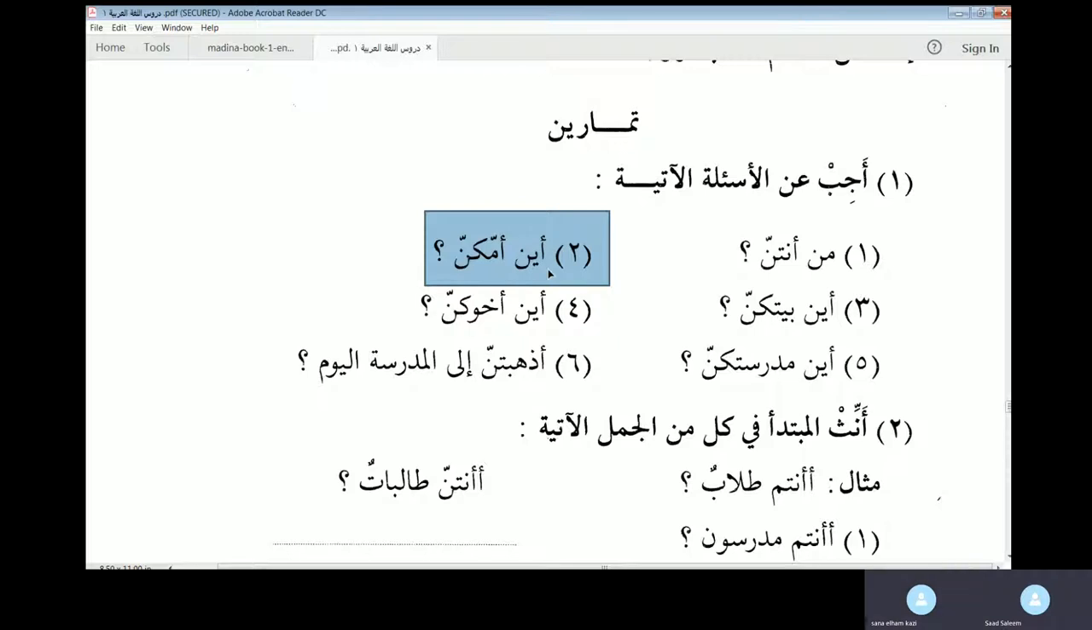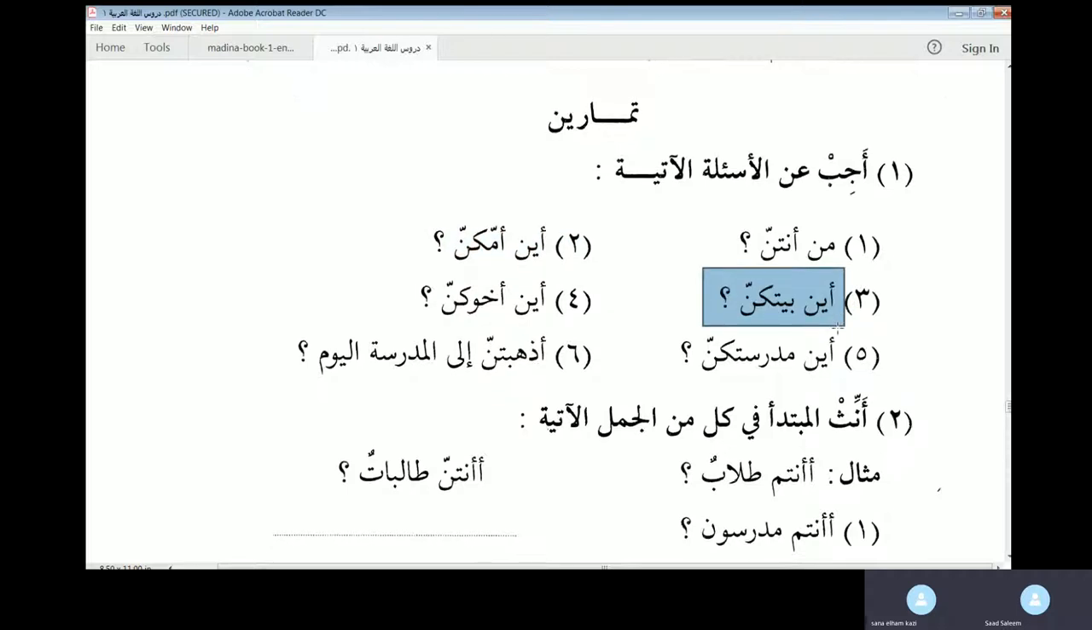Aina ummukunna. Where's your mother? She is in India. Aina baytukunna. Where's your house? Baytuna, our house. Qareebun min al masjidi, near the masjid. Miss Anna, your turn.